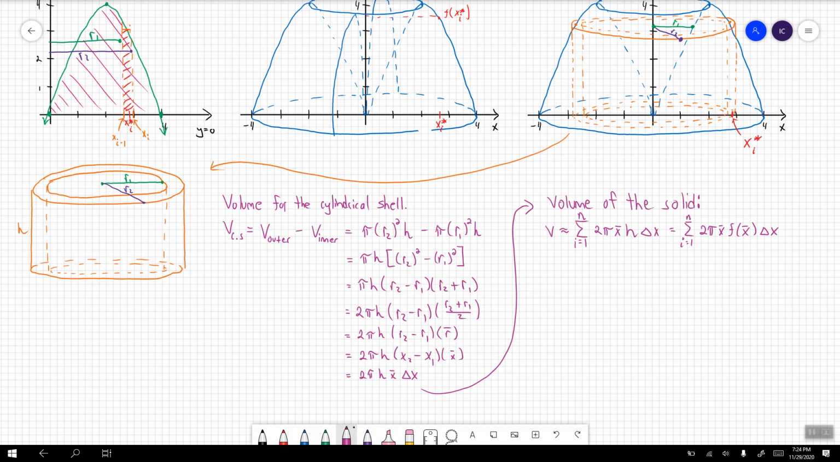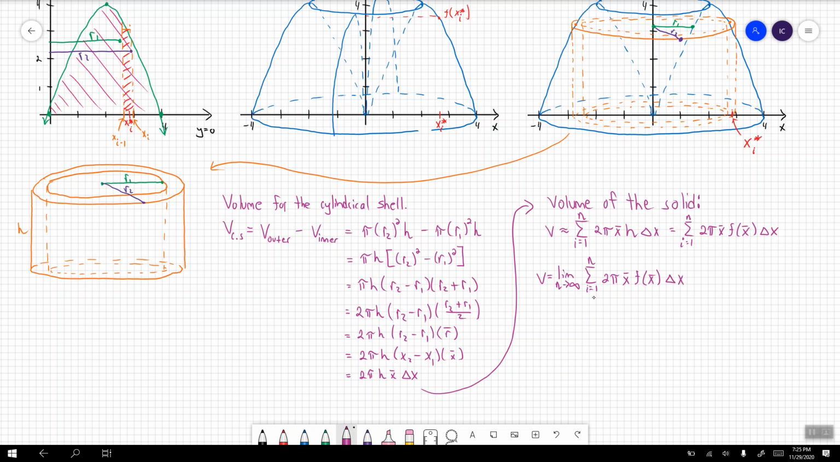But again, we don't want an approximation for the volume of that solid. We want the actual volume, which means we're going to have to subdivide this interval infinitely. In order to do that, we need a limit. We're going to take n going to infinity. And again, we're going to subdivide here. And now we have the summation, i beginning at 1, stopping at n, for 2 pi times x bar times f of x bar multiplied by delta x.